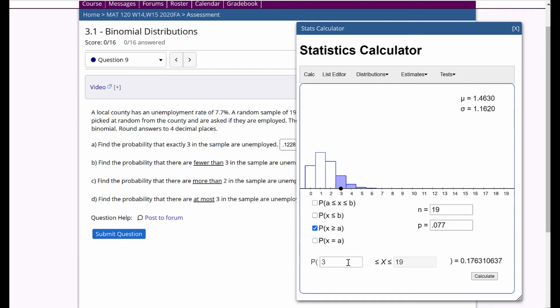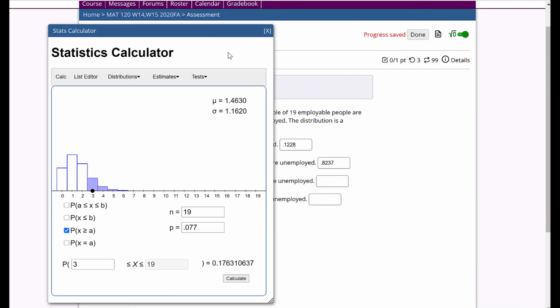All right, so more than 2, which would be 3 to 19, that total sum is 0.1763. So that's the answer here.